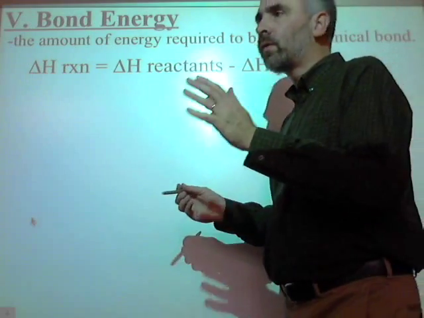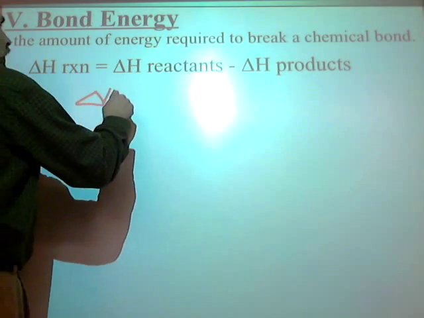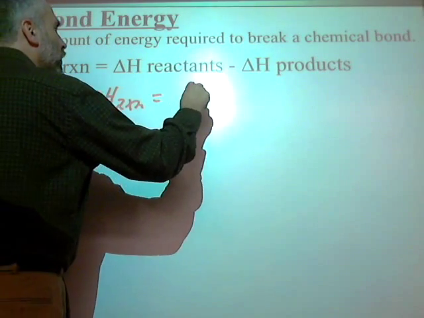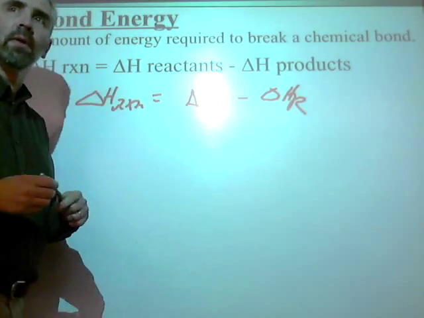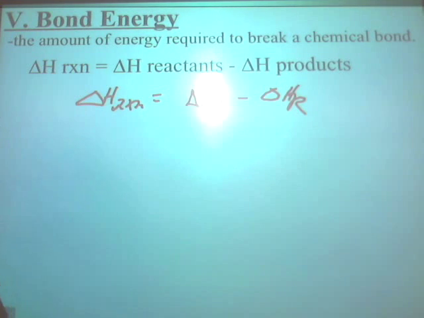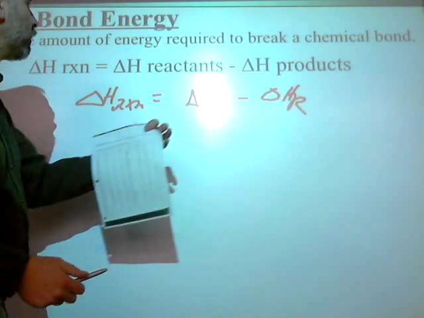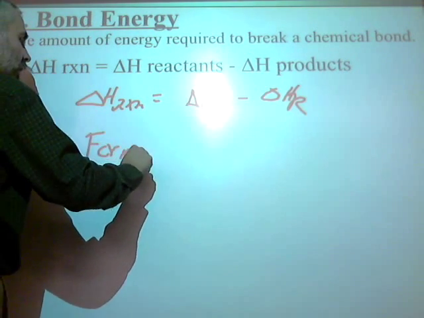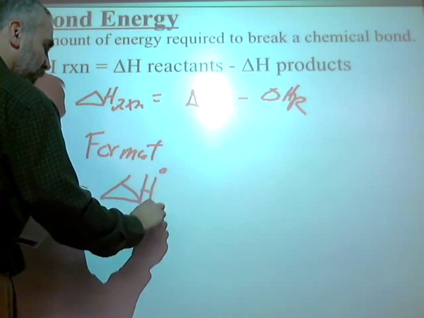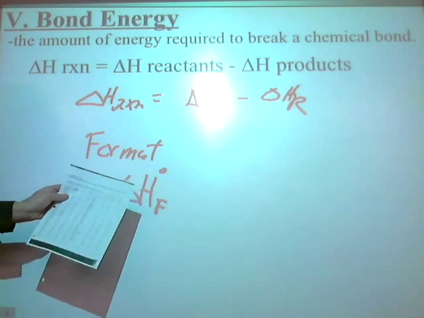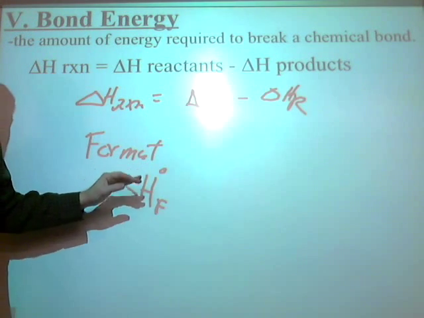Okay. Why was it that with delta H of formation problems, the delta H of a reaction was the delta H of the products minus the delta H of the reactants? Why was it the exact opposite of this? Here's why. The numbers you're using on this sheet, guess what they are? They're delta H's of formation. It says it right there: delta H with a little superscript 0 and a little f. Delta H of formation.